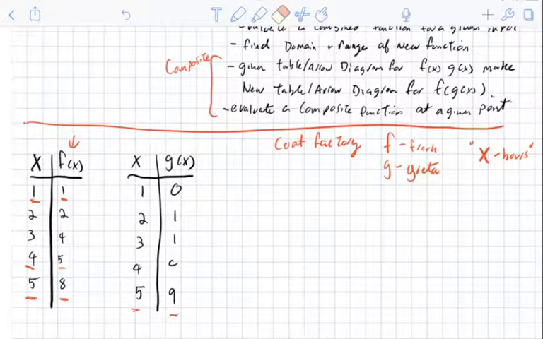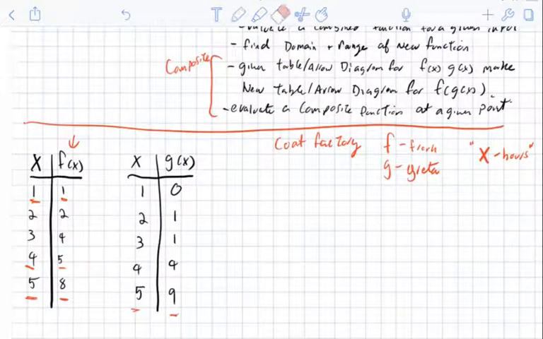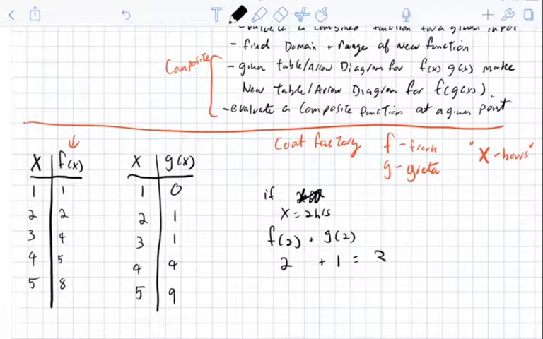Anyway, each of these people has a function describing how they make coats over a given time interval. But I don't care about them individually. All I care about is how many coats my factory makes at the end of the day. Okay? So if I give them 2 hours to make coats, so if x is equal to 2 hours, then Frank will make 2 coats, and Greta will make 1 coat, and I will have a total of 3 coats.